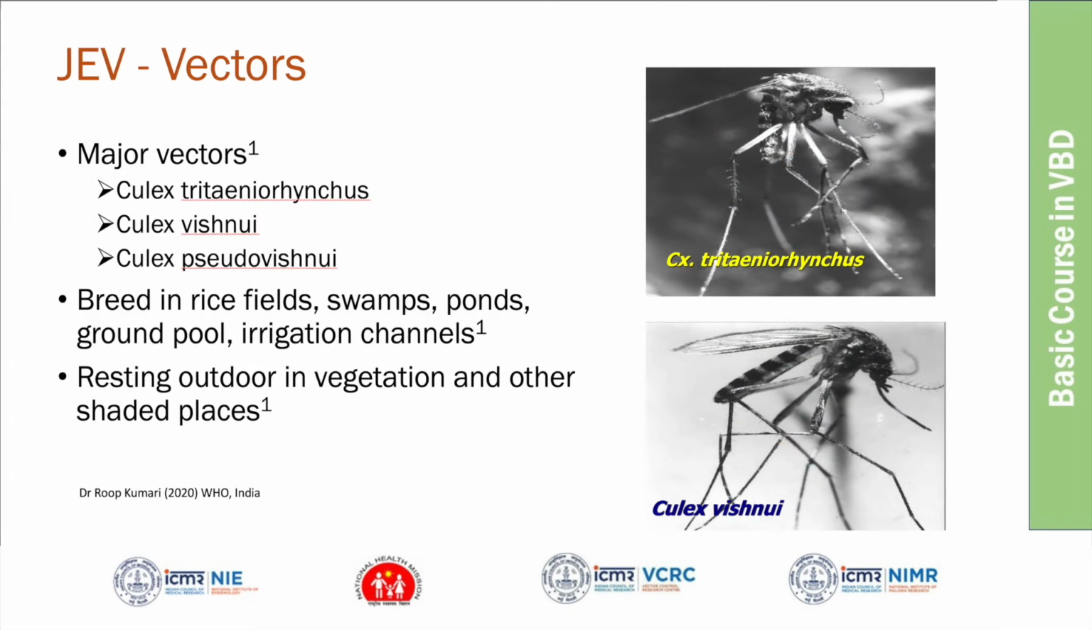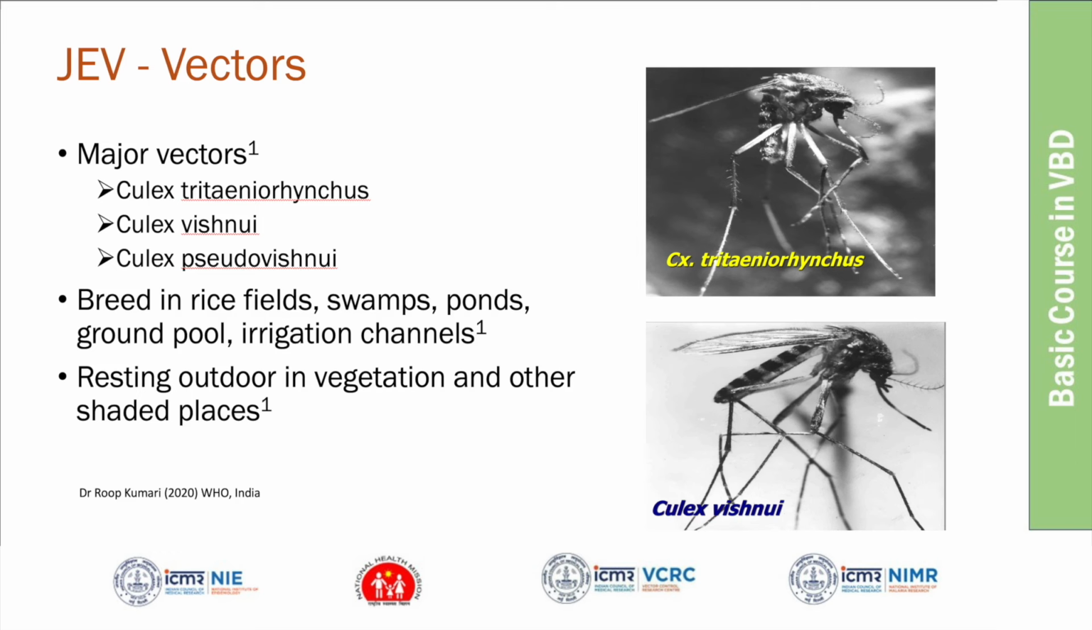Vector. The major vectors in India are the Culex species, and among them, Culex tritaeniorhynchus, Culex vishnui and Culex pseudovishnui are the major vectors in India. Culex tritaeniorhynchus is the major vector that transmits the disease between animals and humans in India.